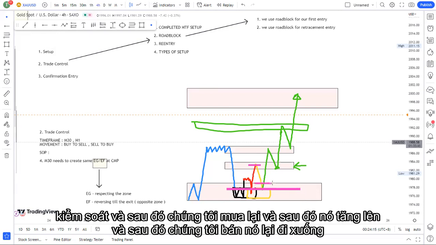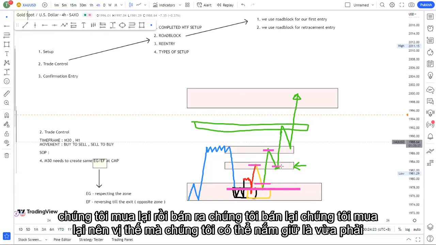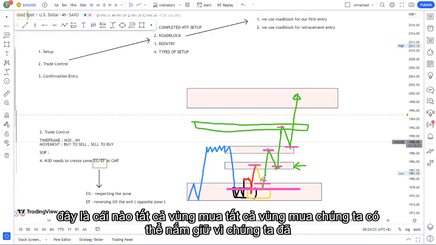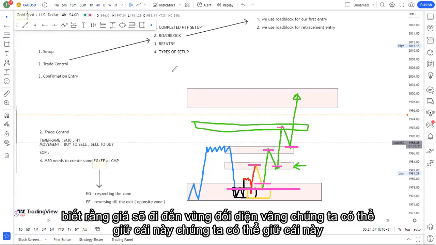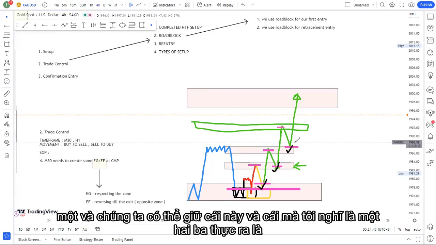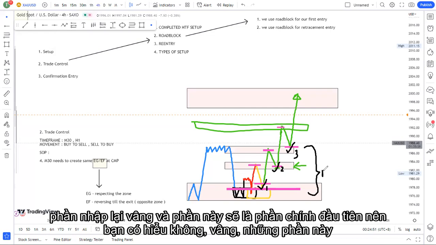trade control, and then we buy again, and then it goes up, and then we sell again, it goes down, we buy again, it went up, we sell again, we buy again. So the position that we are able to hold is just right here, which is this one. All the buy zone we can hold because we already know that the price is going to go to the opposite zone. Yeah. We can hold this one, we can hold this one, and we can hold this one. And the ones that I take, which are 1, 2, 3, are actually the re-entry part.